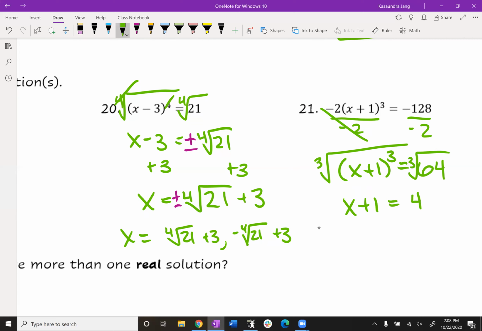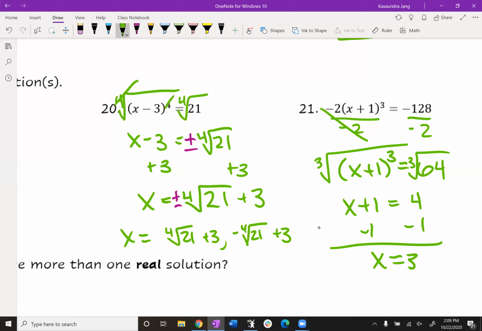Now, do I need a plus or minus on this one? No. It's an odd root, so I don't need a plus or minus. Do I need an imaginary? No, again, it's an odd. In fact, it was an odd root of a positive, so that's for sure going to be straight up 4. And I will subtract 1 on both sides. And straight up 3. Just that single number 3.